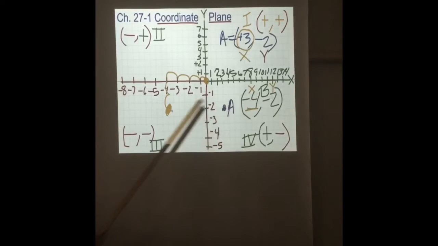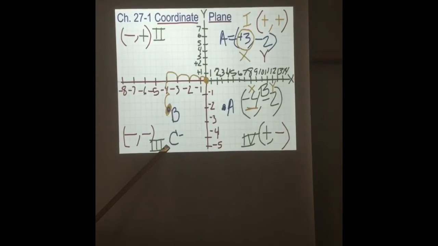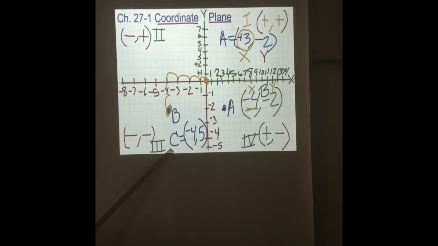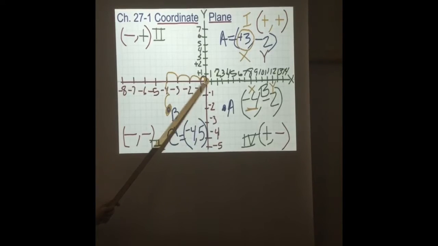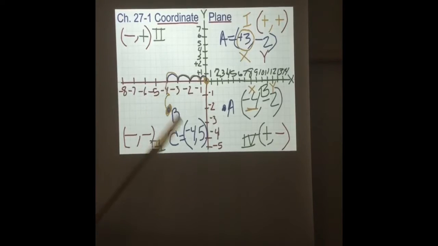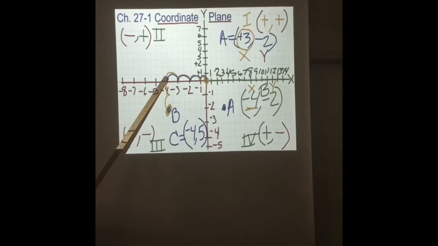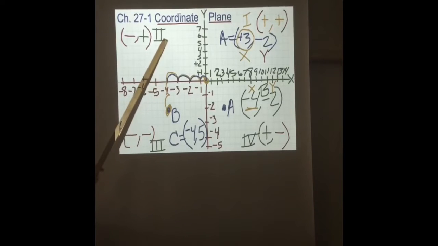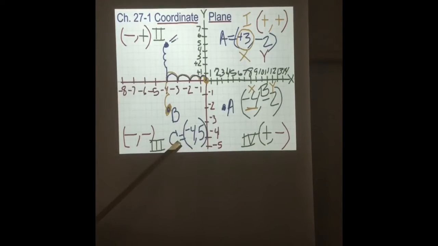This would be B. Let's say I have C. C equals -4 and 5. There's our ordered pair. We're going to start with our 0, 0, and we're going to go over 1, 2, 3, 4. Why? Because it's a -4. Remember, we're going to go to the left. And then we're going to go down or up 5. Well, we're going to go up 5. 1, 2, 3, 4, 5. So we can put that there. And this one is C, right?